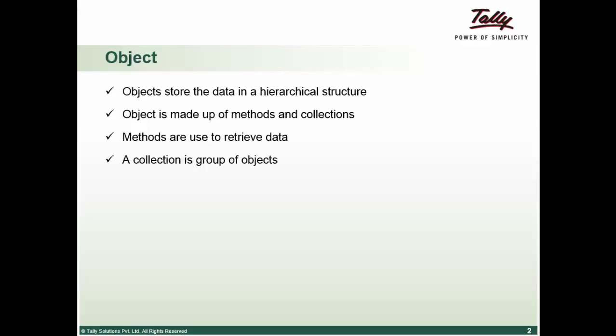So let us just reframe the statement. A primary object stores data in a hierarchical structure. An object is made up of methods and sub-collections. Methods are used to retrieve the data. A collection is a group of objects.